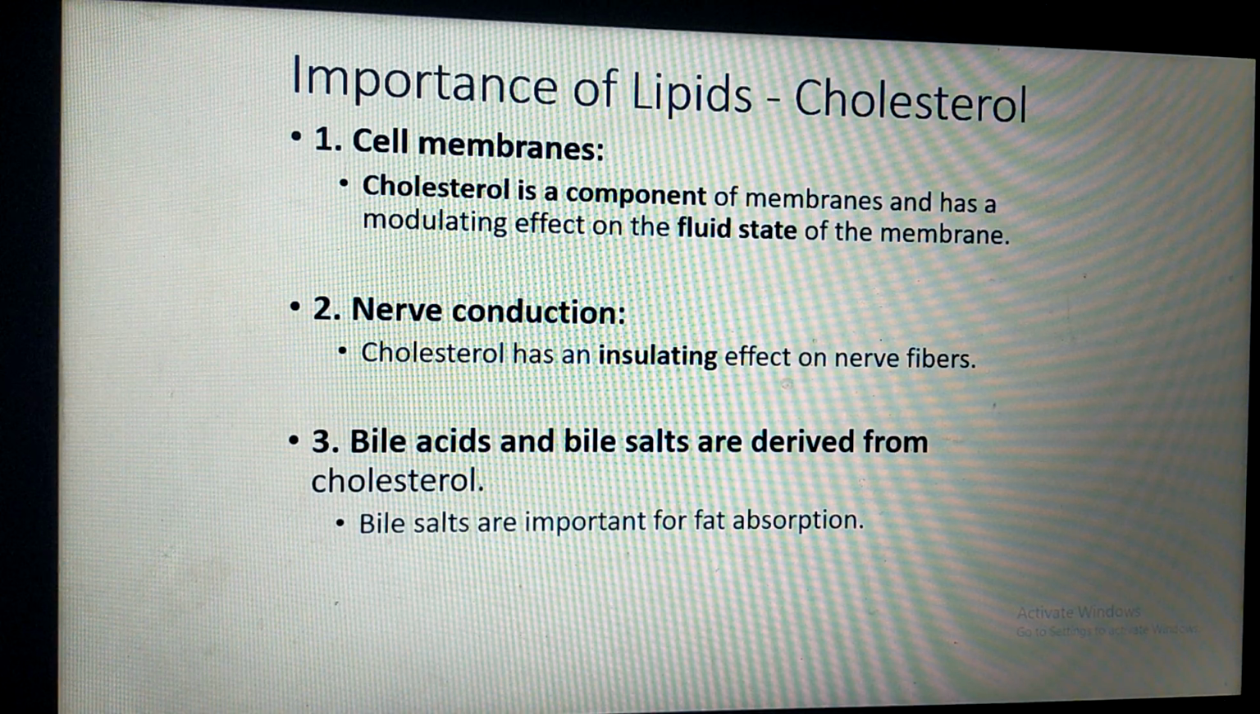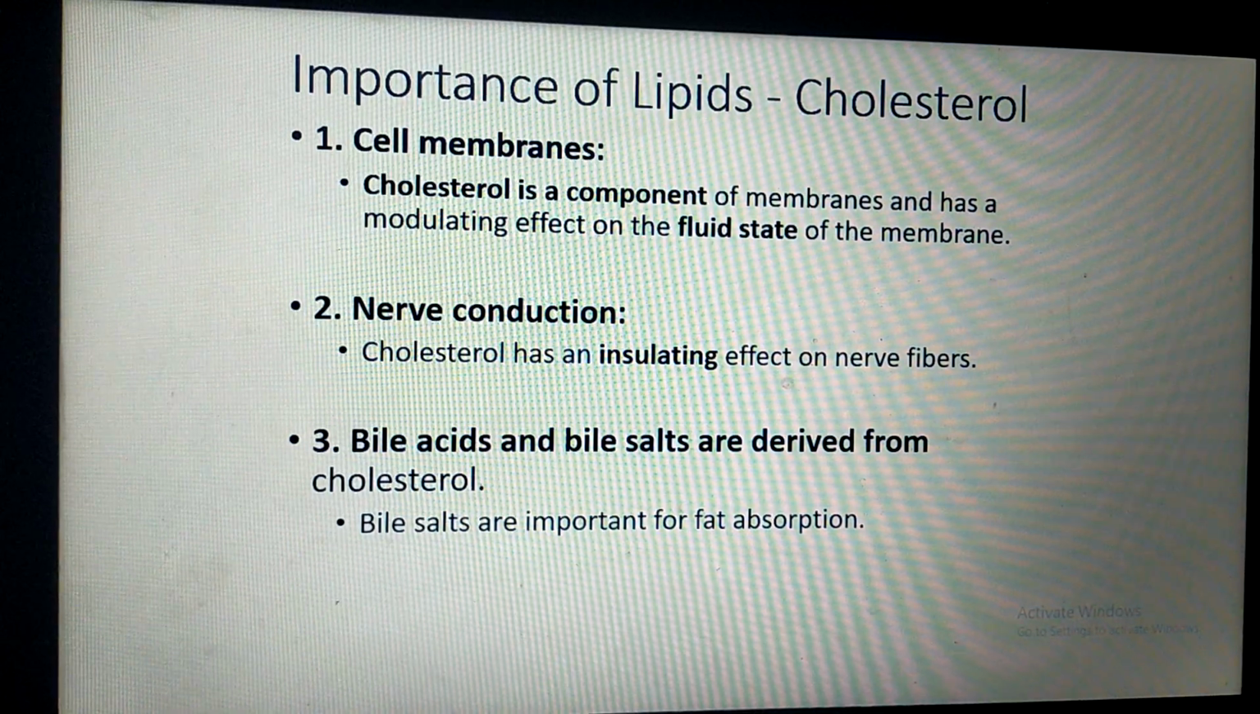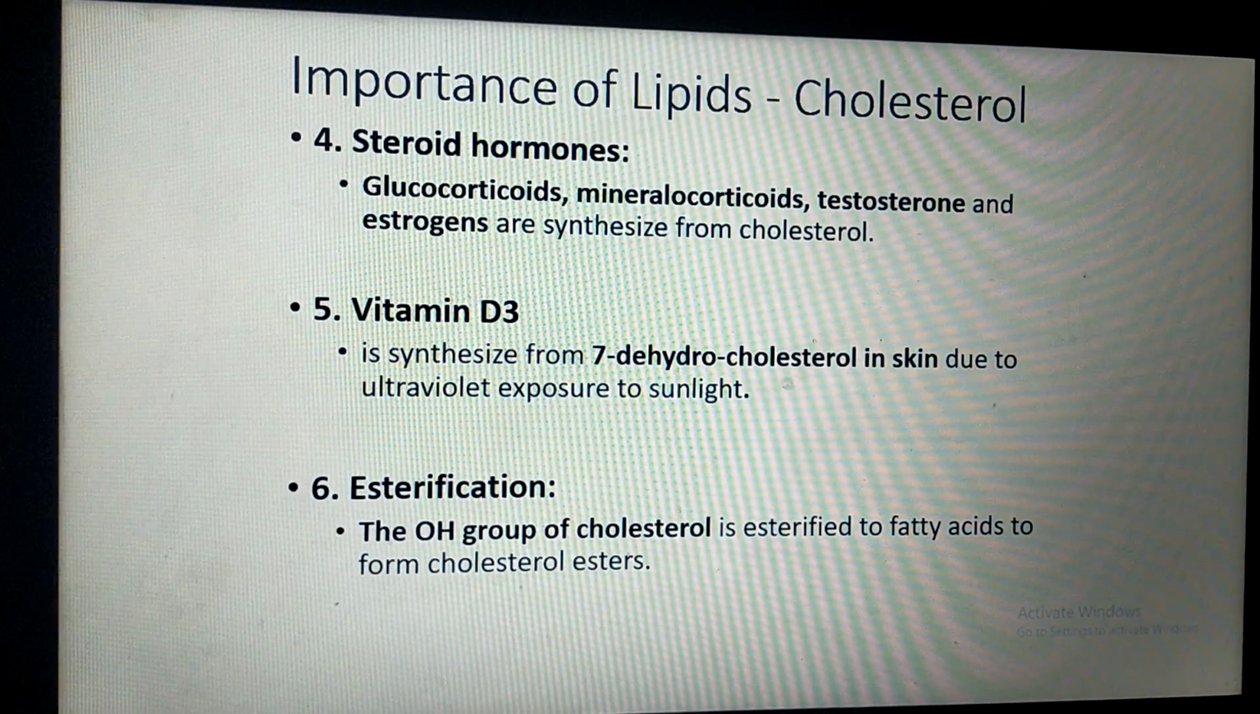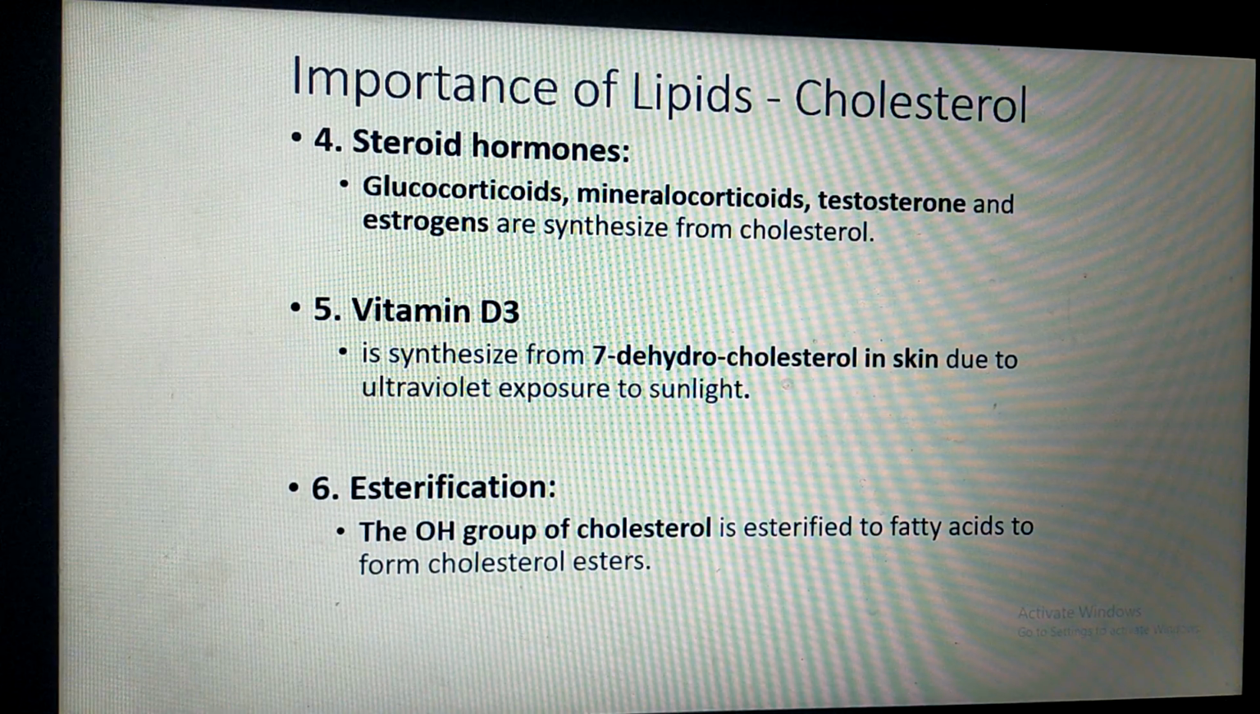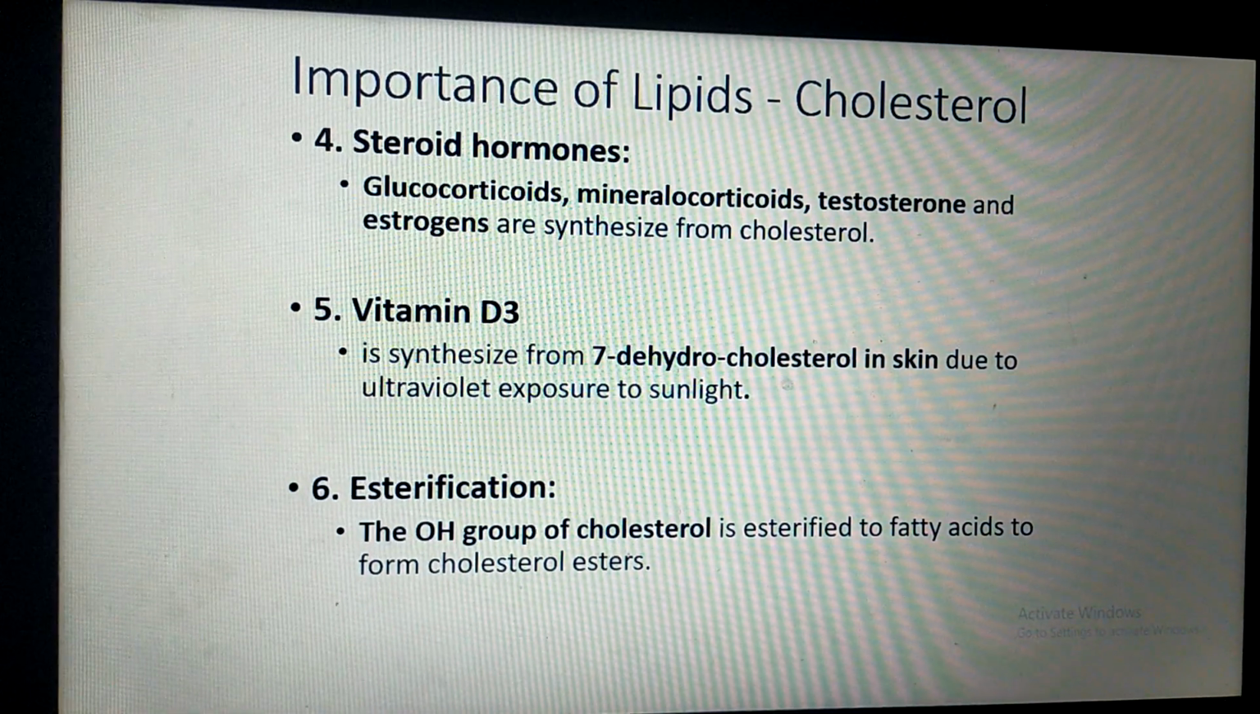Bile acids and bile salts are synthesized from cholesterol. These are important for digestion and absorption of fats. Many steroid hormones like glucocorticoid, mineralocorticoid, testosterone, estrogens are synthesized from cholesterol. Vitamin D is synthesized from cholesterol in the skin on exposure to sunlight. The OH group of cholesterol is esterified to a fatty acid to form cholesterol ester, which I have shown in the figure.